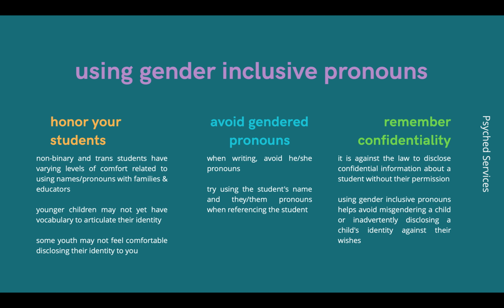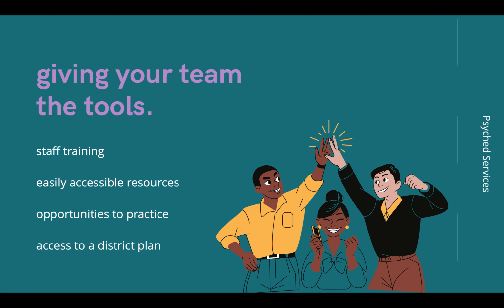Finally, I know we've discussed it, but I do just want to remind everyone that confidentiality is so important. So don't disclose confidential information about a student without their permission. And this can become really tricky when a student identifies in one way at home and in another way at school. And so we're going to talk through a little bit of how we can logistically avoid accidentally breaching a child's confidentiality.